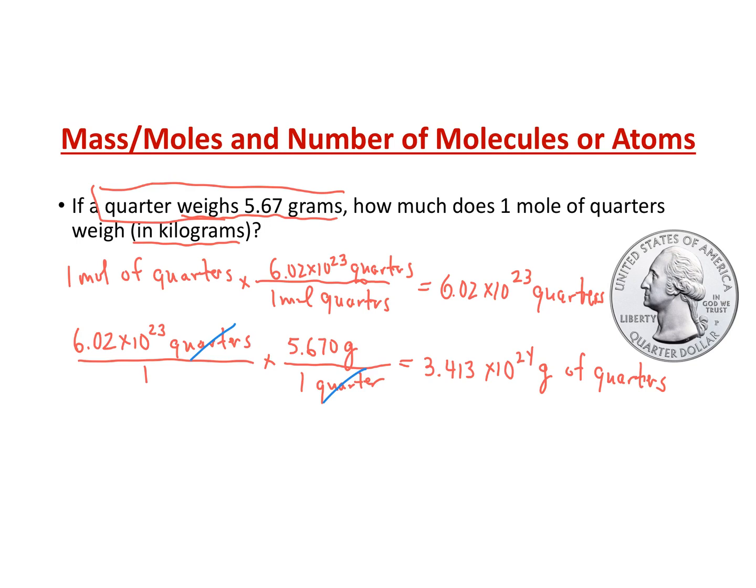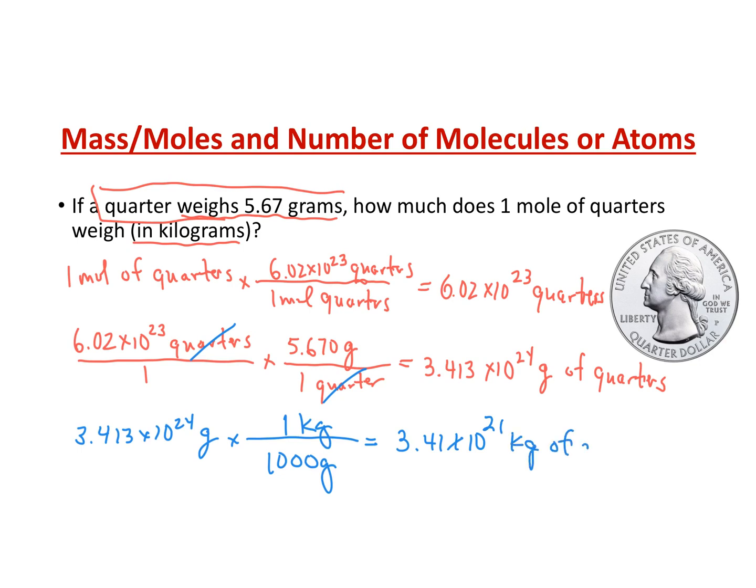Now the last step, I want to find that answer in kilograms. So my last conversion, 3.413 times 10 to the 24th grams. I want to get rid of grams and be left with kilograms. So I want kilograms up here. In 1 kilogram, I would have 1,000 grams. So that number would come down to 3.41 times 10 to the 21 kilograms of quarters.